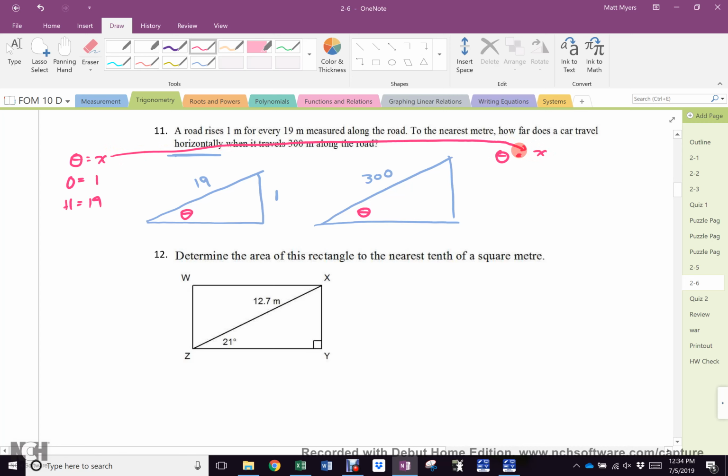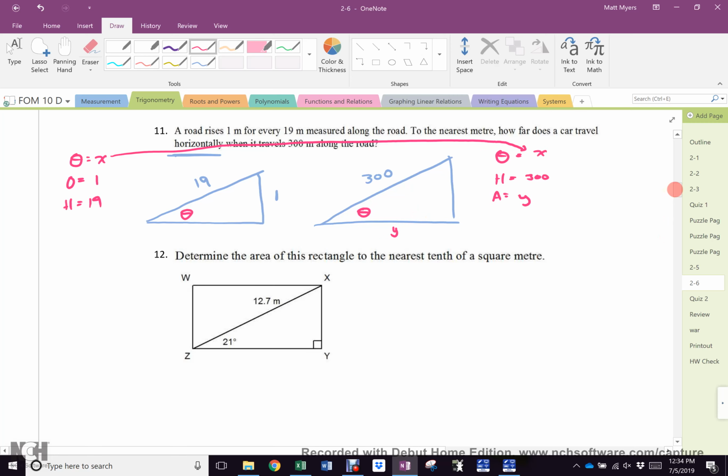And then over here, I have a hypotenuse of 300. I need the horizontal distance. Is that this one or that one? Which is horizontal? It's this one. So this is what I don't know. That is adjacent. So once I know theta from this little triangle, I then can use trig on the bigger triangle. Everybody cool? Okay.